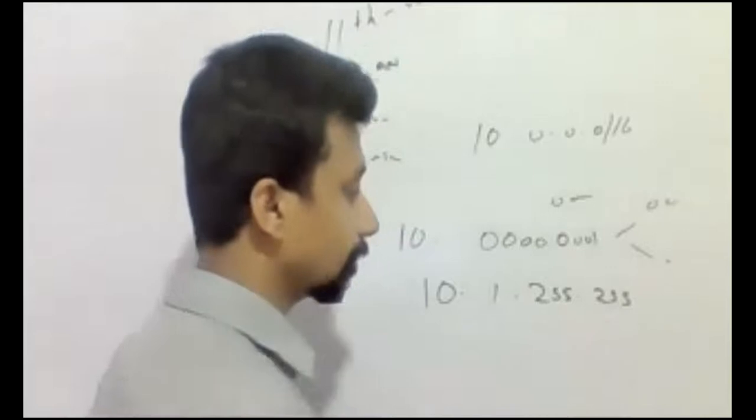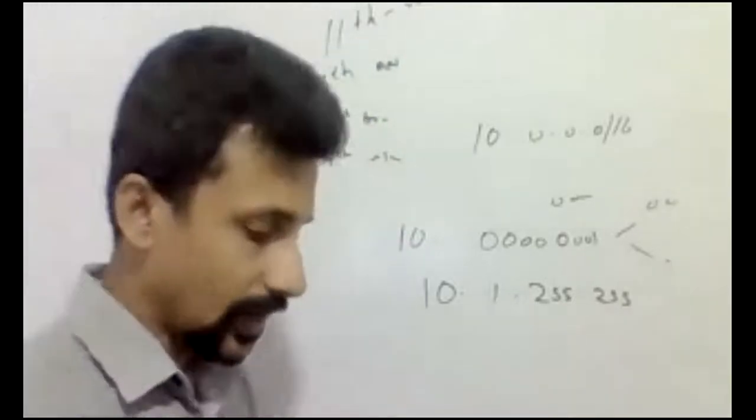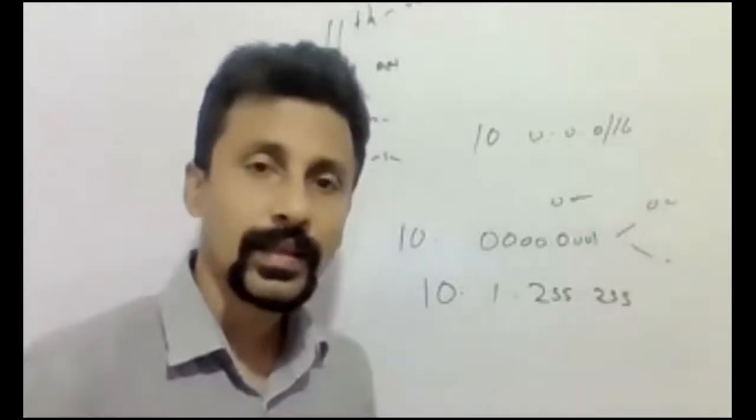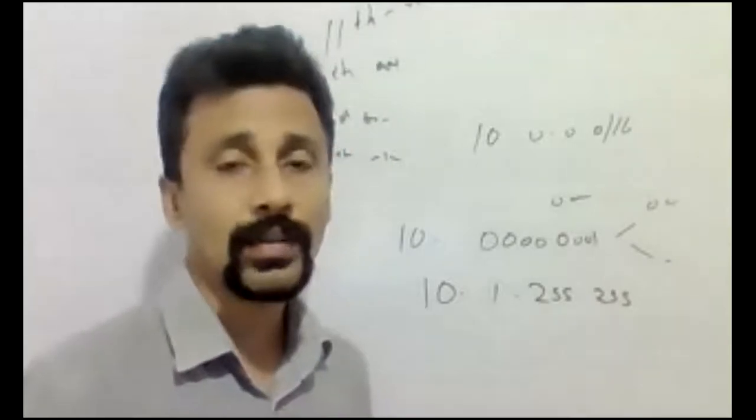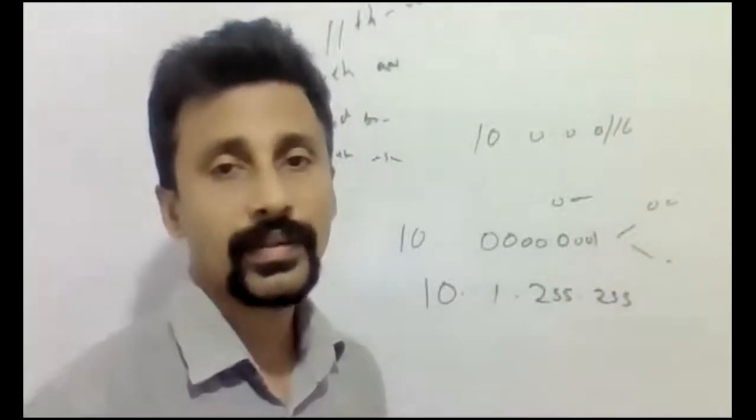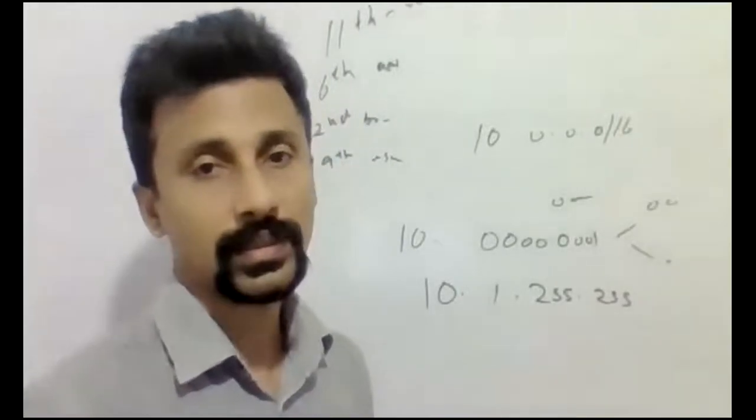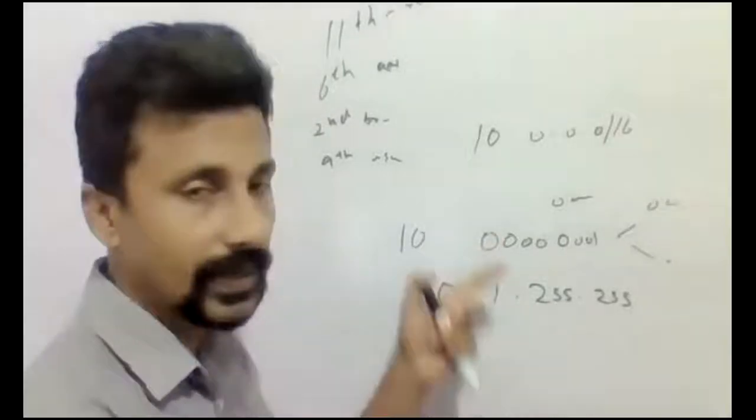1.255.255. Now remember, here we have only 256 subnets. In each subnet you have 65,536 hosts. That's why we are getting a big range like this.